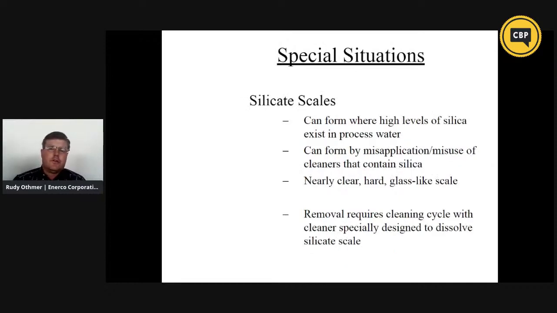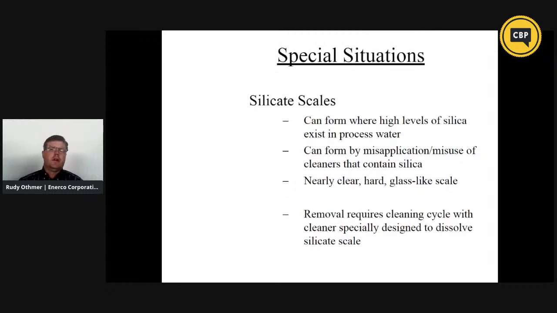The other special situation I wanted to bring to your attention today was your silicate scales. If you're using supply water with high levels of silica, you can create a glassy silicate scale inside your tanks, again, anywhere that water goes. If you have a misapplication or a misuse of silica containing cleaners, you can create that glassy silica scale.